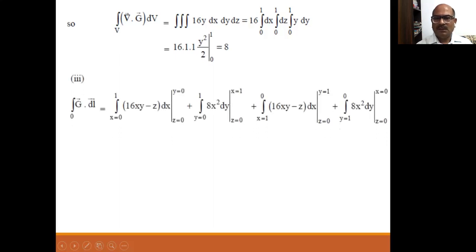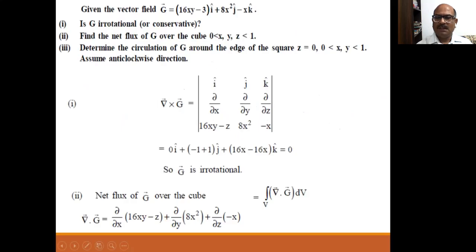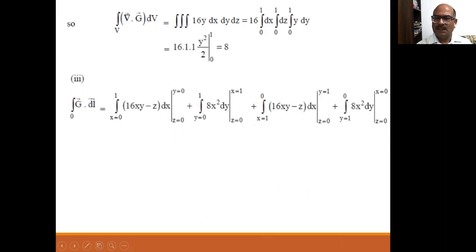Now the third part, the line integration of G accordingly, and just first put the questions in front of you. The third part says determine the circulation of G around the edge of the square. So for finding the circulation, we need to find the line integral. Okay, so we put the line integral for all parts: 0 to 1 for x, with z and y are 0, then 0 to 1 for y, with z, x and x equal to 1, and again x from 1 to 0. So this way we are finding it.